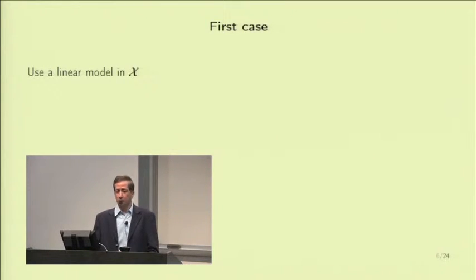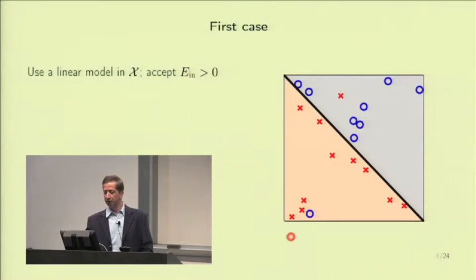So here are the choices. You can use a linear model in the X space, in the input space that you have, and then accept that the in-sample error will be positive. It's not going to be 0, okay? So in this case, here's the picture. There is an in-sample error because this guy is erroneously classified and this guy is erroneously classified by your hypothesis, okay? So this is option number 1.